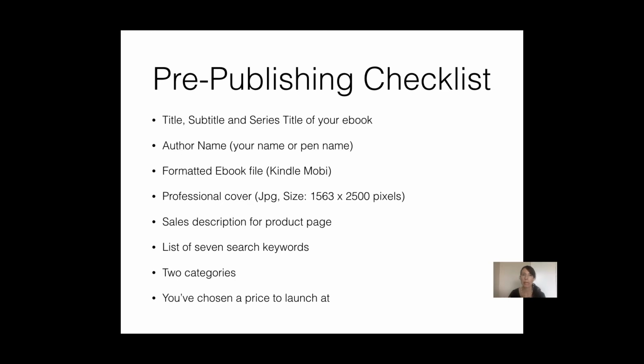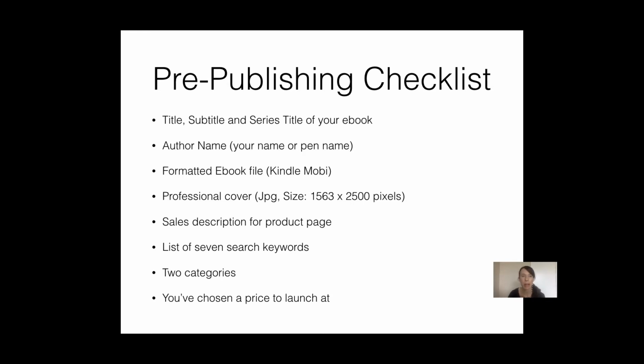So first you will need the title, subtitle, and series title of your book. If your book isn't in a series, you don't need to have a series title. And also not all books have subtitles either. You may just have a title. But if you do have all those things in your book, then you'll want them to be ready to put into the correct fields when you're publishing.